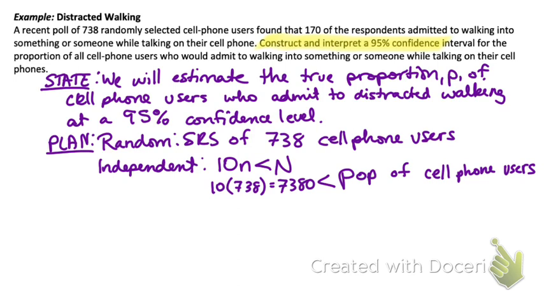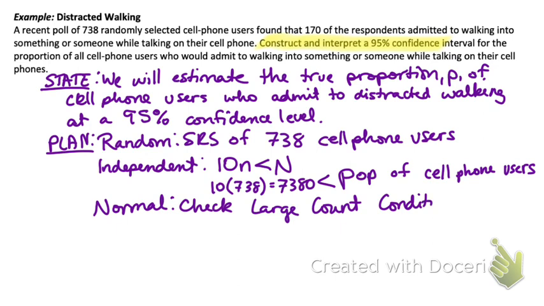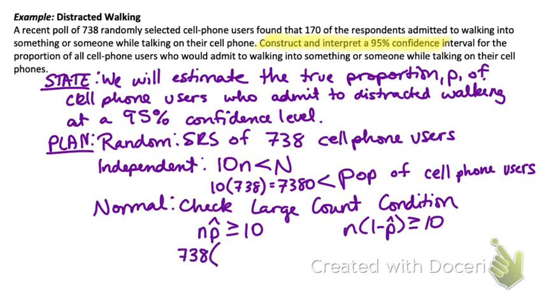Now we need to check normal. We need to make sure that our distribution of P hat is approximately normal. So we're going to check the large count condition. N times P hat has to be greater than or equal to 10. And N times 1 minus P hat has to be greater than or equal to 10. So, sample size. The sample size was 738.